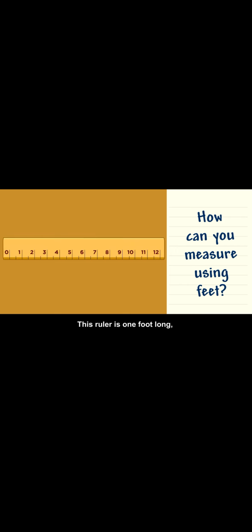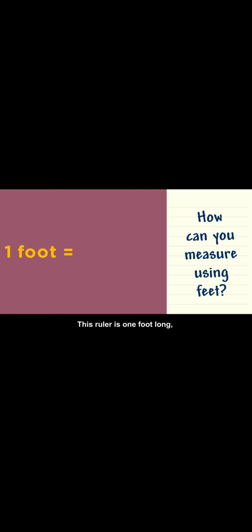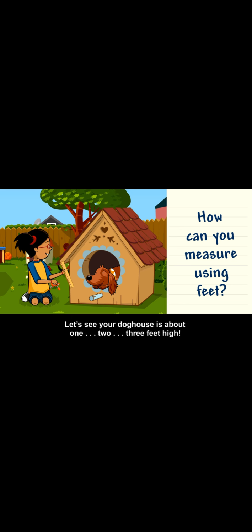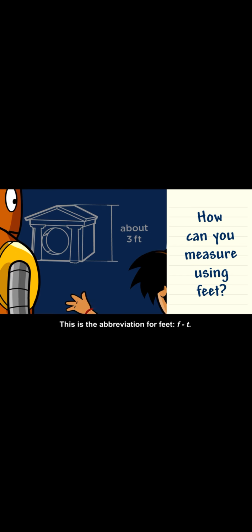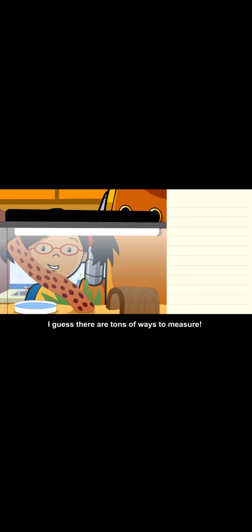This ruler is 1 foot long, which is equal to 12 inches. Let's see. Your doghouse is about 1, 2, 3 feet high. This is the abbreviation for feet, FT. I guess there are tons of ways to measure. Maybe in a few weeks we can measure Selden again and see if he's grown.